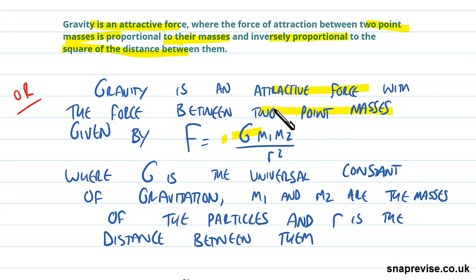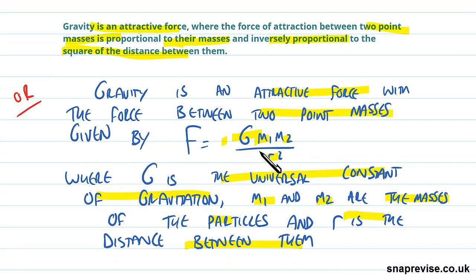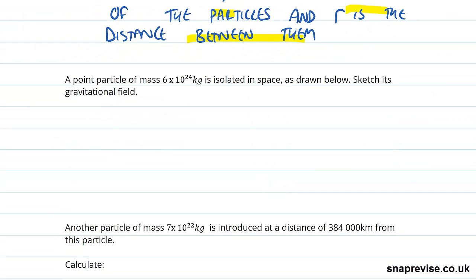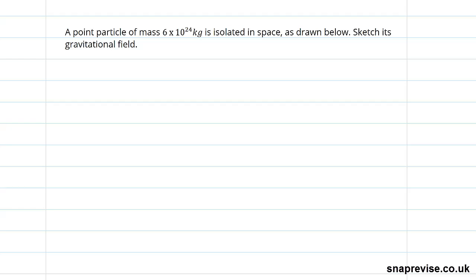So an attractive force between 2 point masses given by F is G m1 m2 over r squared, where G is the universal constant of gravitation, m1 and m2 are the masses of the particles, and r is the distance between them. So here, both of these answers would have worked, but if you'd gone for the formula approach, you couldn't just write down the formula. You had to define what each of the terms in the formula meant, otherwise you weren't going to get the marks. So moving on from that, we're going to do a quick sketch and then we'll do some calculations.